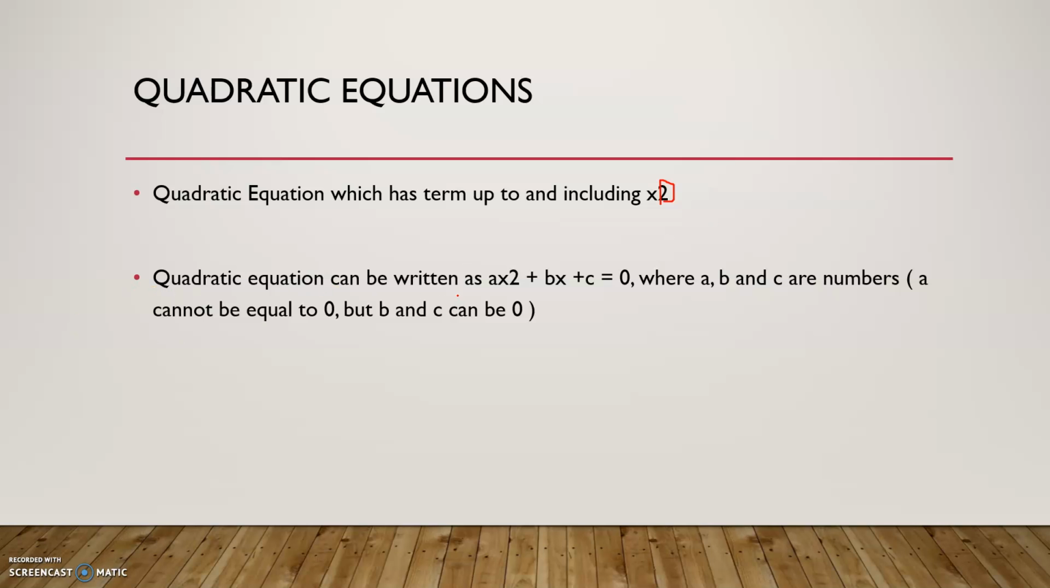A quadratic equation can be written as ax squared plus bx plus c equals 0. So we can write a quadratic equation in this form, where a, b, and c are numbers. a cannot be equal to 0, but b and c can be 0. If you think about it, if a were 0, the x squared term would vanish and it would no longer be a quadratic equation.